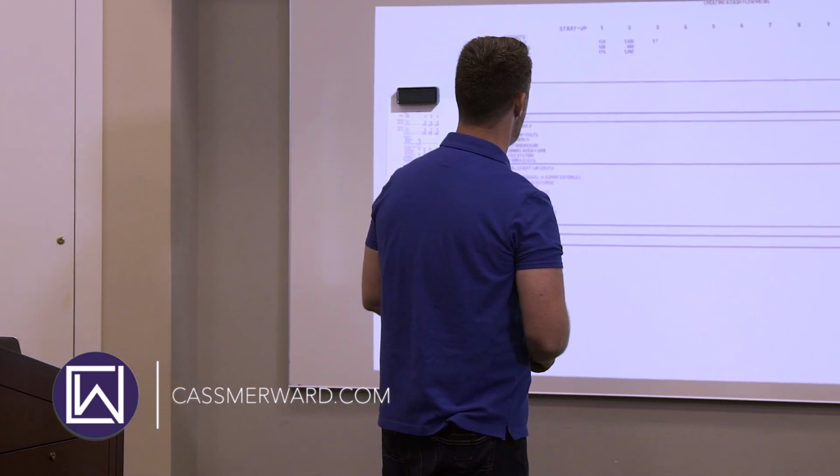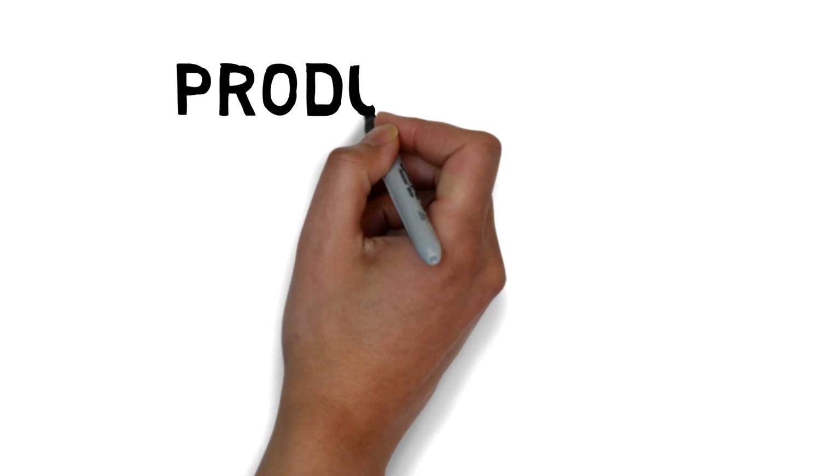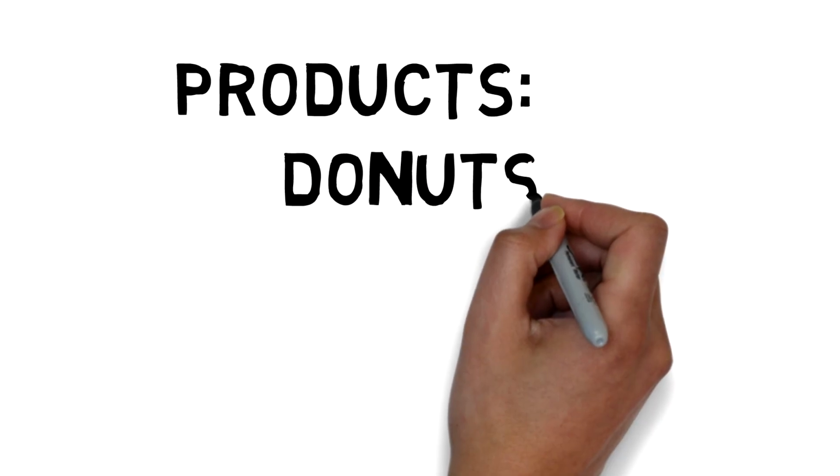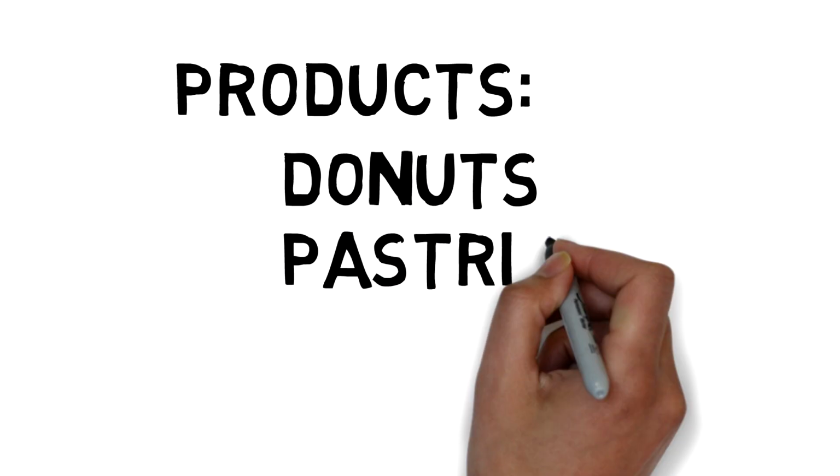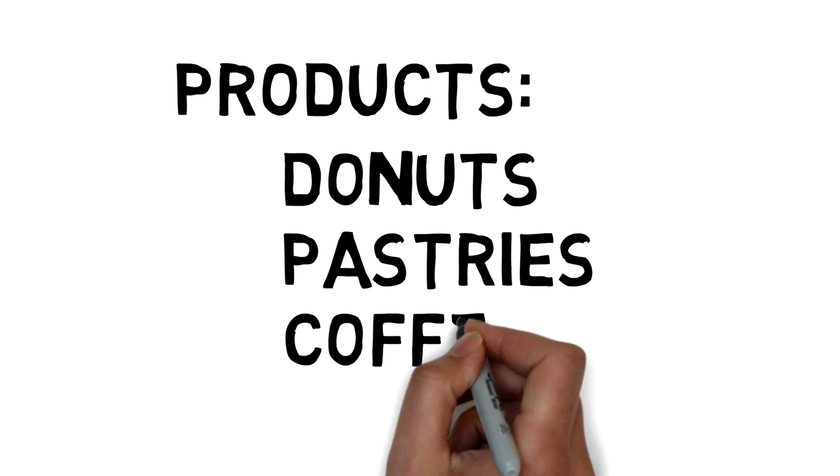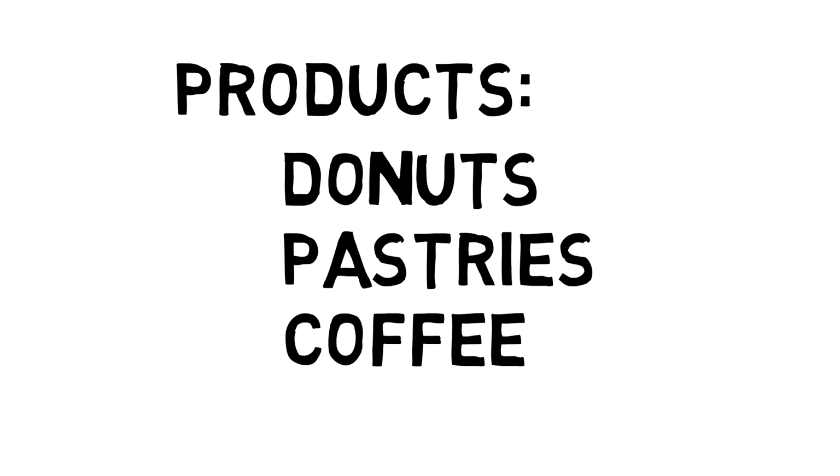So right off the bat, we're going to separate our products. And in our business, we are going to sell donuts. We are going to sell pastries. We're going to have a couple cinnamon rolls, maybe a couple muffin tops. And then from there, we're also going to be selling coffee, okay? So from there, we want to figure out how many cups of coffee we're going to sell per period.